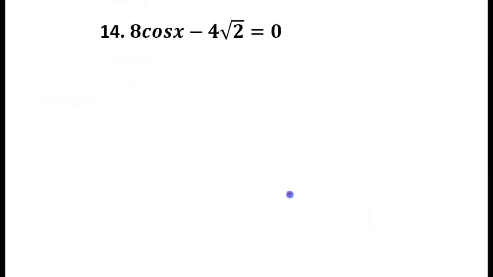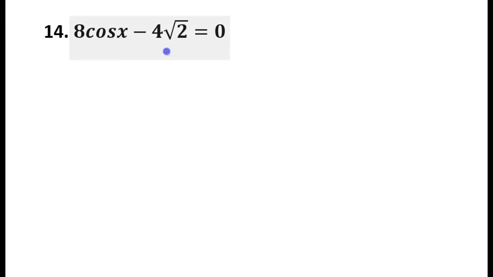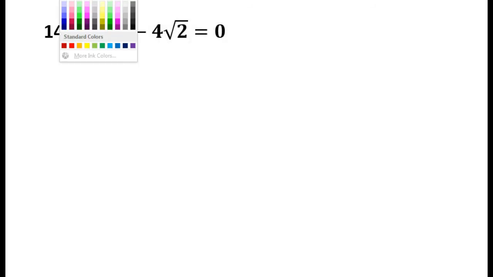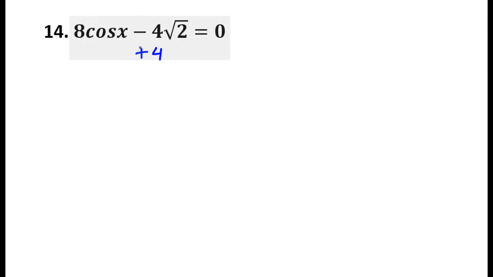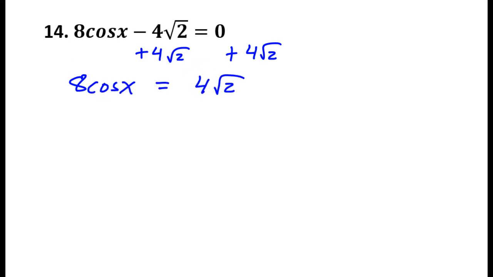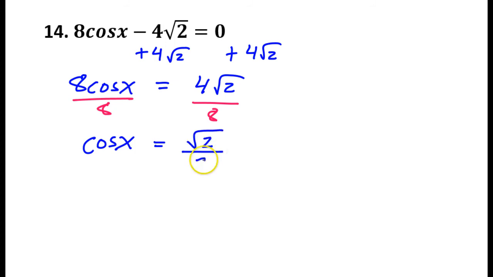Okay, this will be the last one on this video. Getting that cosine by itself once again, I'm going to add 4 radical 2 to both sides. So that'll give me 8 cosine x is equal to 4 radical 2. Okay, so dividing both sides by 8, I will have cosine x, 4 goes into 8 twice, so this is going to be radical 2 over 2.